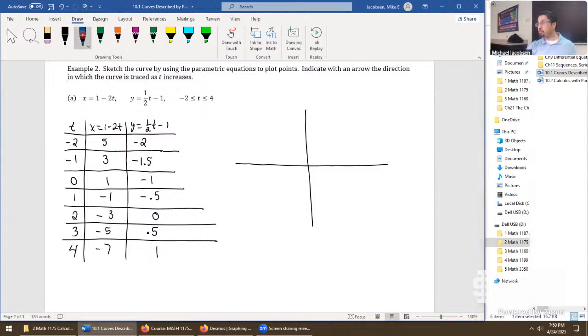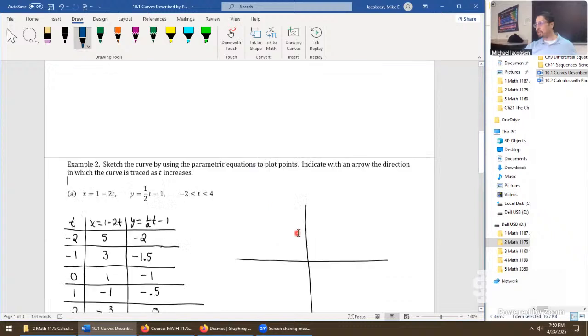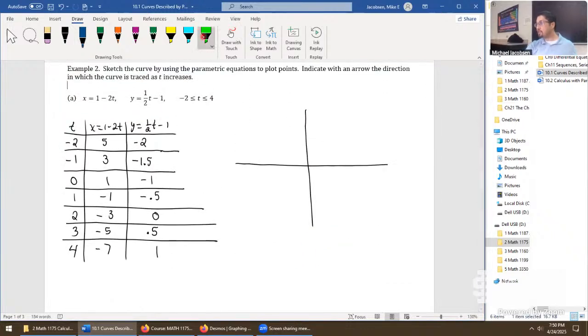So this one is our initial point. Let me make sure I match up the color coding here. Initial point looks like it's green. So we're going to start at that initial point. This one will be the terminal point, which we used in blue, and here's how they come into play. We got to go 5 units to the right, 7 units to the left.